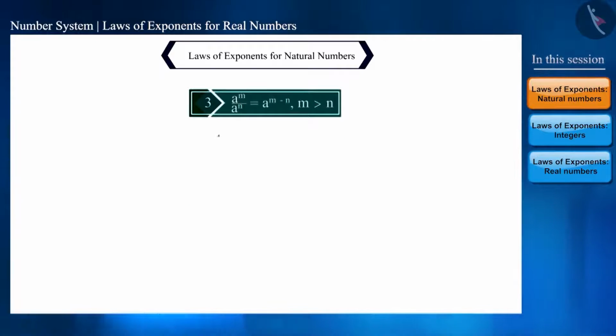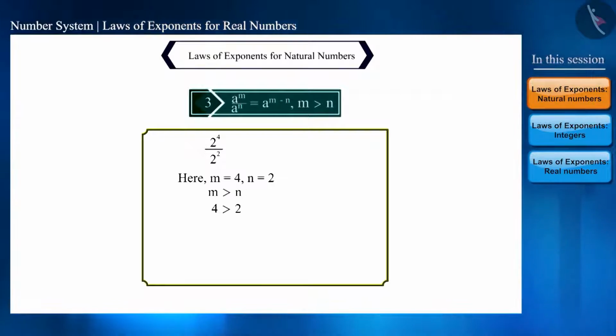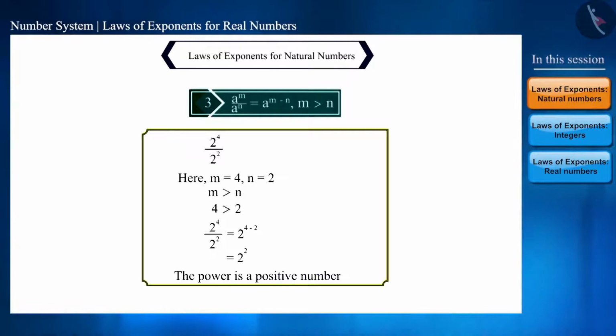2 raised to the power 4 divided by 2 raised to the power 2, where the value of m is 4 and the value of n equals 2, that is, m is greater than n. If we use this rule here, we can change it to 2 raised to the power 4 minus 2. We get 2 raised to the power 2 here, that is a positive number.